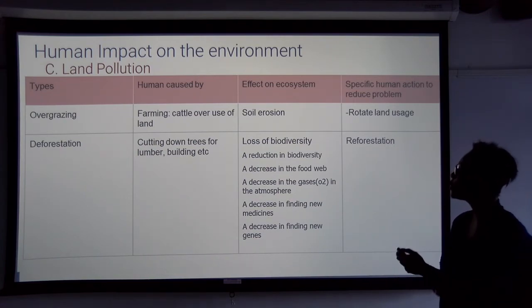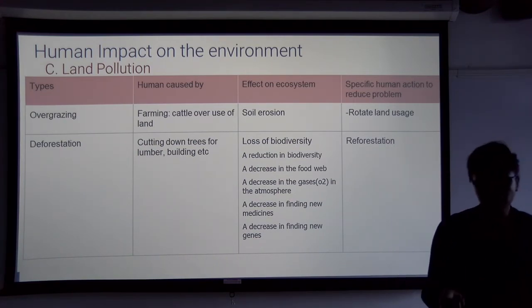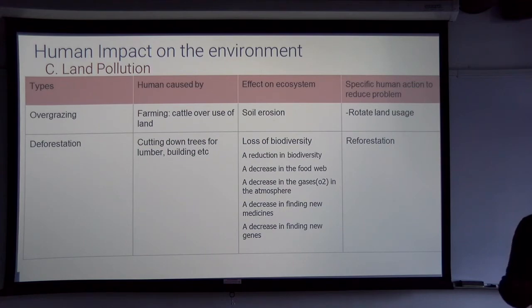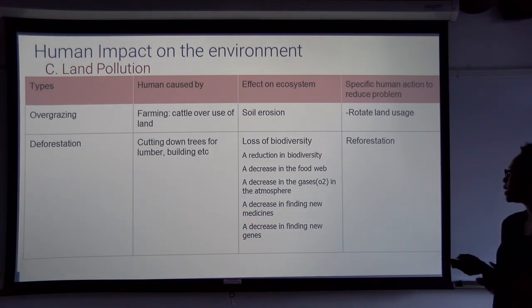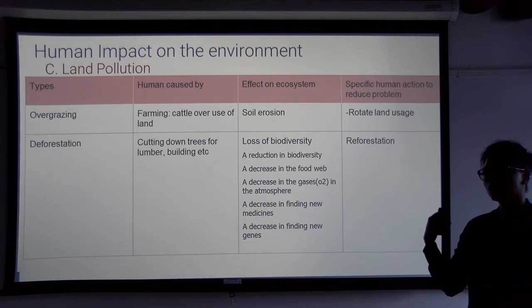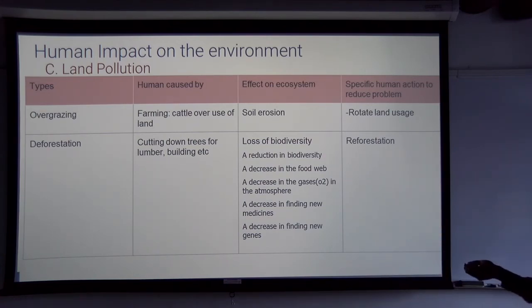Deforestation is where we cut down trees for lumber, building, etc. And the effect of that is enormous. Deforestation can lead to a loss of biodiversity, different organisms in an environment, reducing or disrupting the food web. We could lose our opportunity of finding new medicine or new genes because we're cutting down trees. One way to deal with that is, when you remove a tree, to replace it through reforestation.